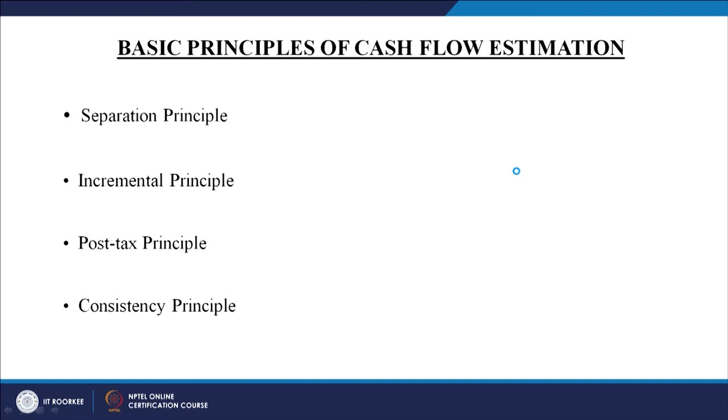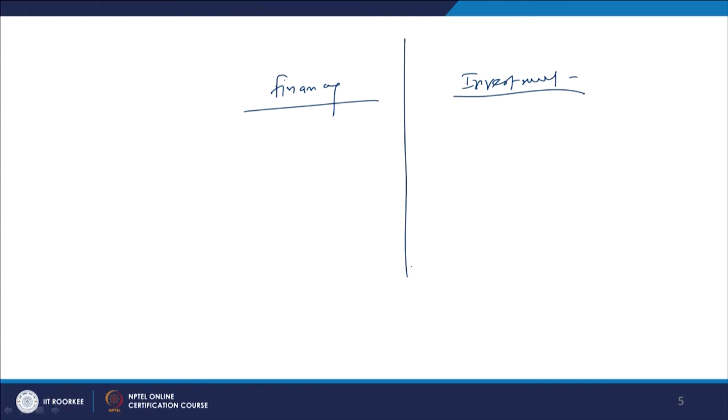These are the four principles of cash flow estimation: separation principle, incremental principle, post-tax principle and consistency principle. The first one is the separation principle. When you talk about the separation principle, we have two sides of this project investment coin. One side is called the financing side, and the other is called the investment side. The two are different components. You cannot say that financing is the same as investment and investment is the same as financing.